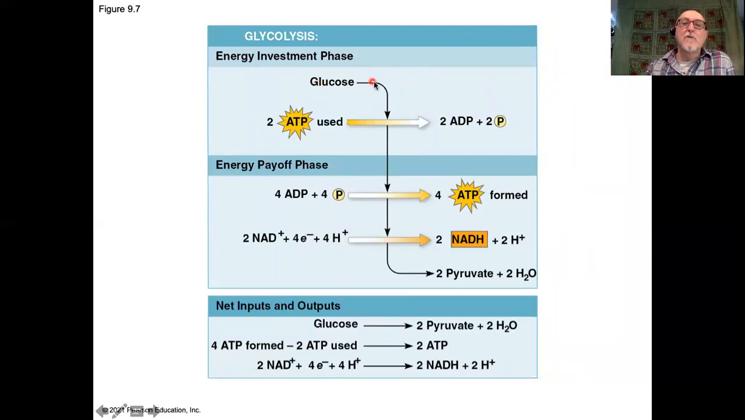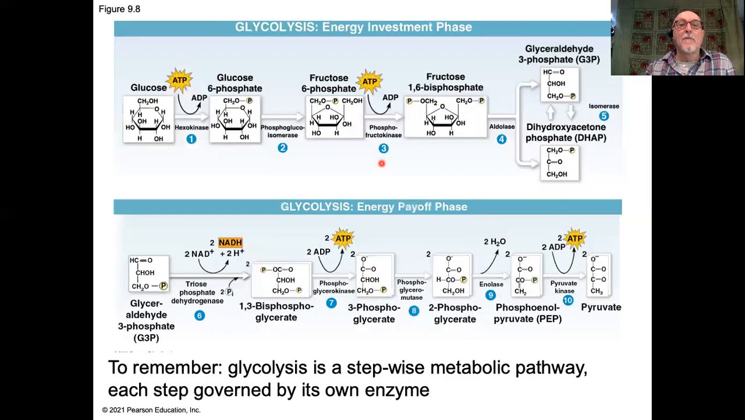Here it is, glucose, a 6-carbon compound, right? We're going to add 2 ATPs in order to double phosphorylate that. And we used up 2 ATPs. It doesn't sound like a good idea, but what we've actually done is made 2 molecules of G3P, and we're going to follow both of those now.